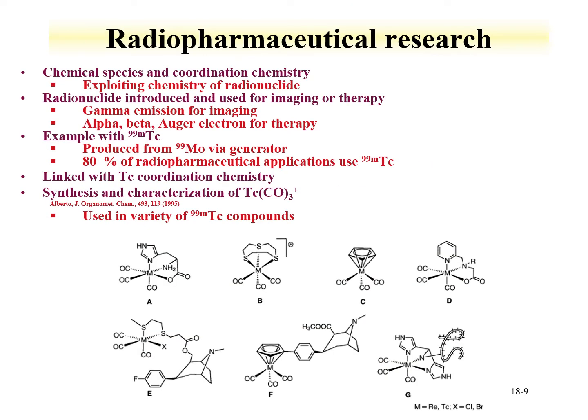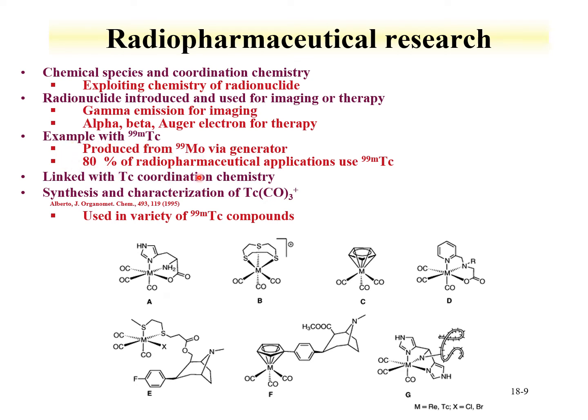So for radiopharmaceutical studies, what one does is exploit the chemical species and coordination chemistry of the radionuclide to develop compounds. Again, the center radionuclide, for this case an example of technetium-99m, can either decay by gamma, in the case of technetium-99m, which is useful for imaging, or alpha, beta, or Auger electron for therapy. And we're going to do our first example with technetium-99m, which is produced from a molybdenum-99 generator.